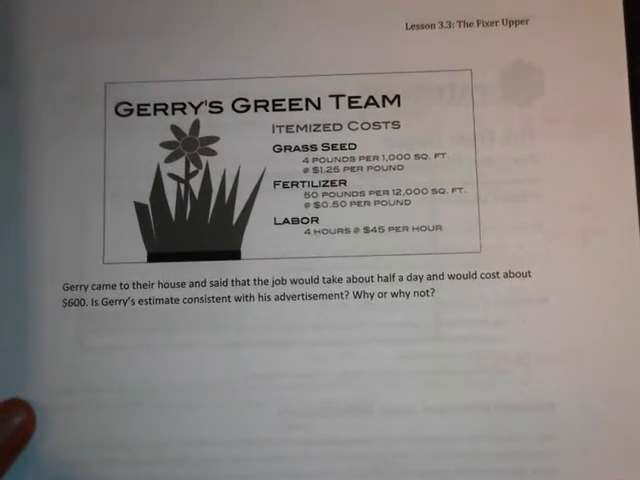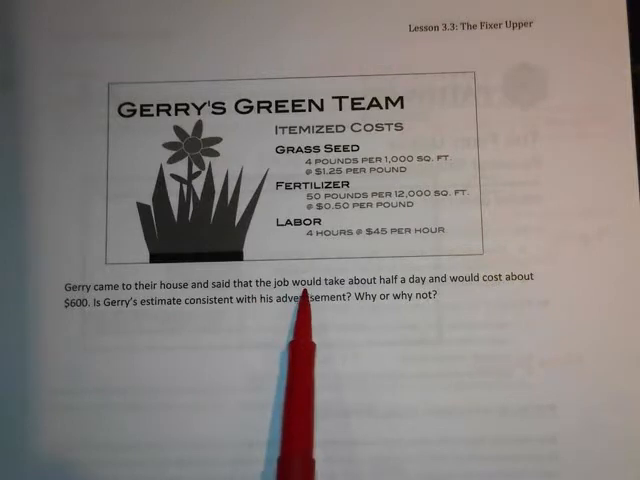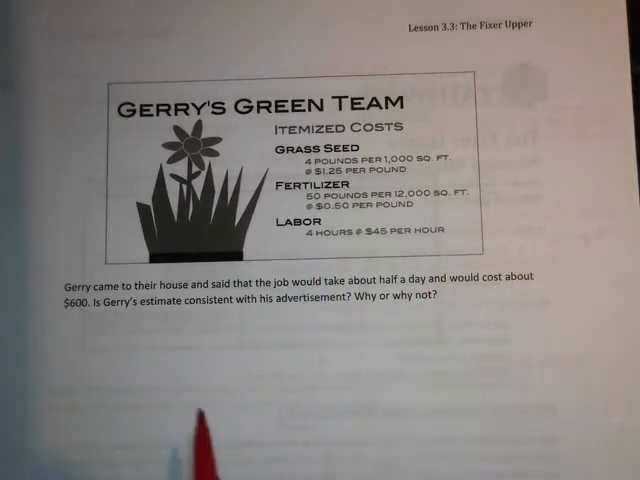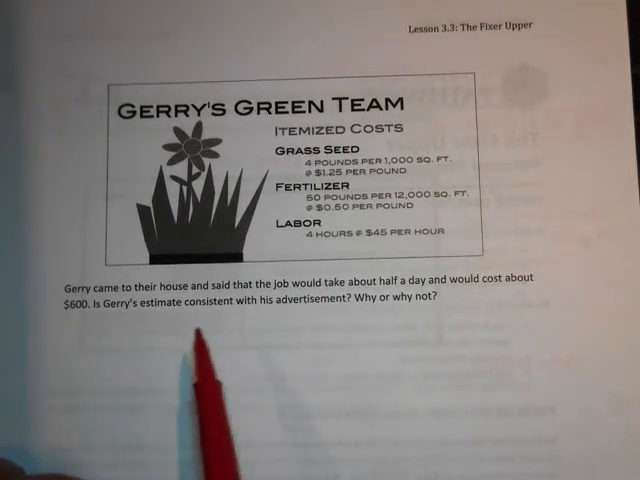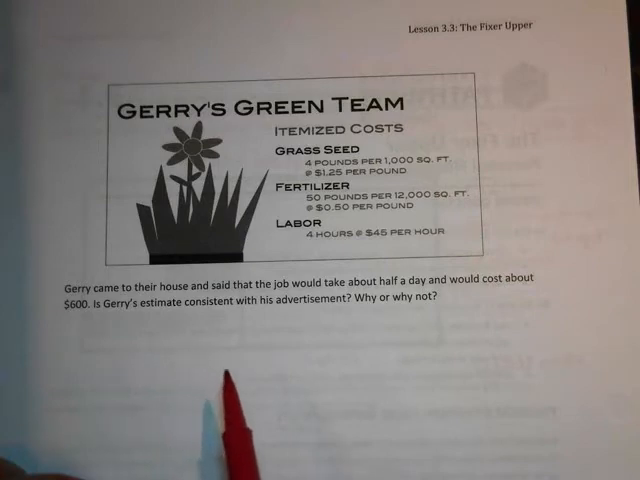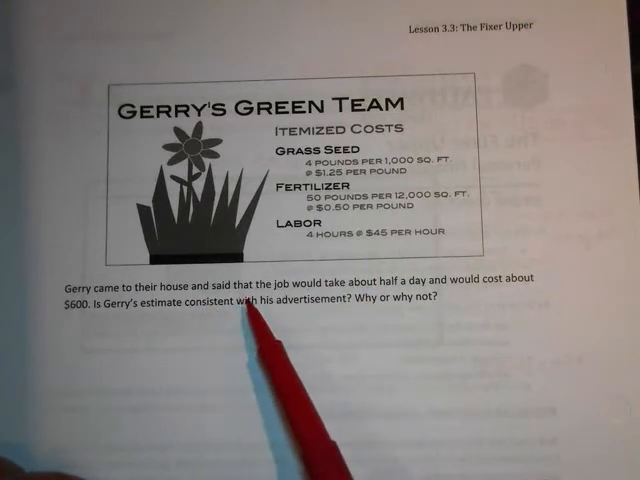So when Jerry came to their house, he looked around their yard. And if your parents have ever done this, they just kind of look at their yard and then pop a number out of their head. This kind of happened to me, and the people weren't very honest, and they were going to charge me way too much. Little did they know that I had some math background that I could figure out beforehand how much it should cost.